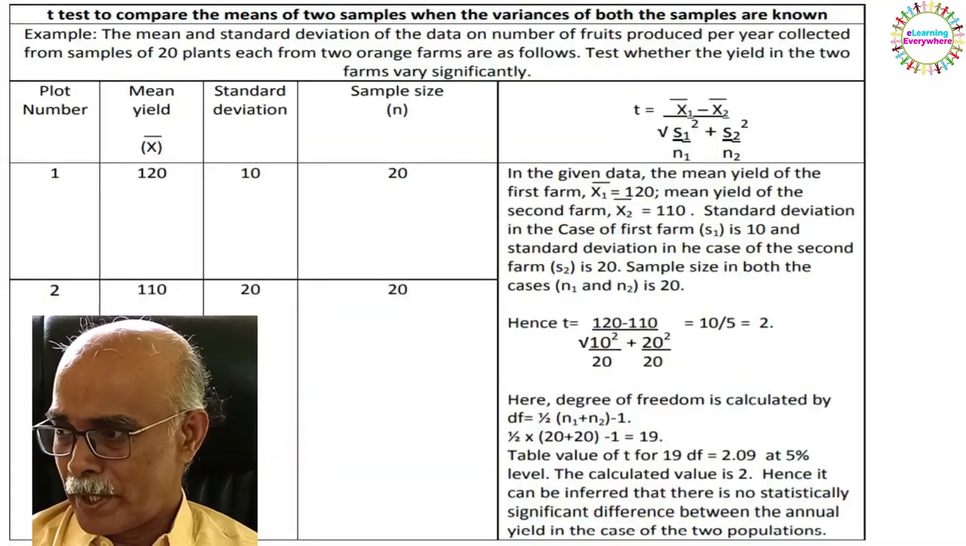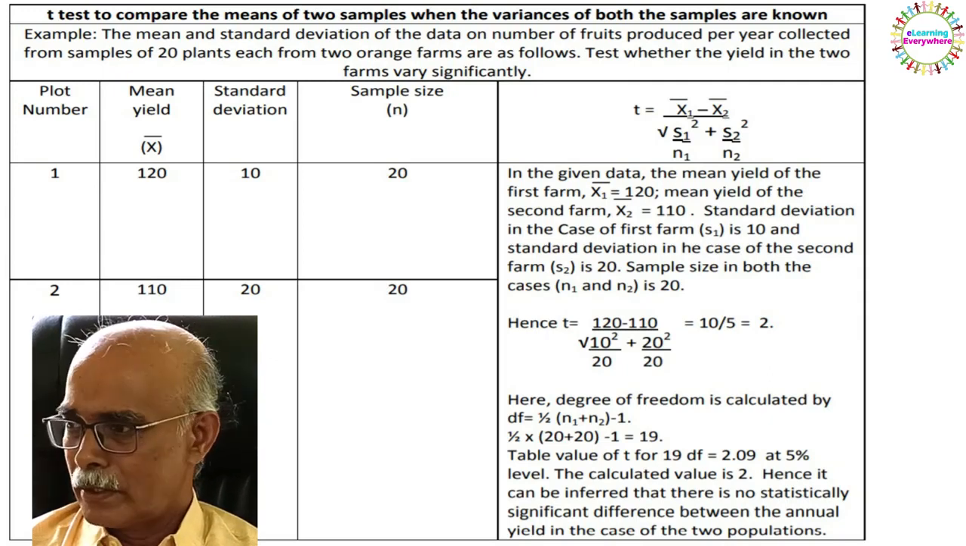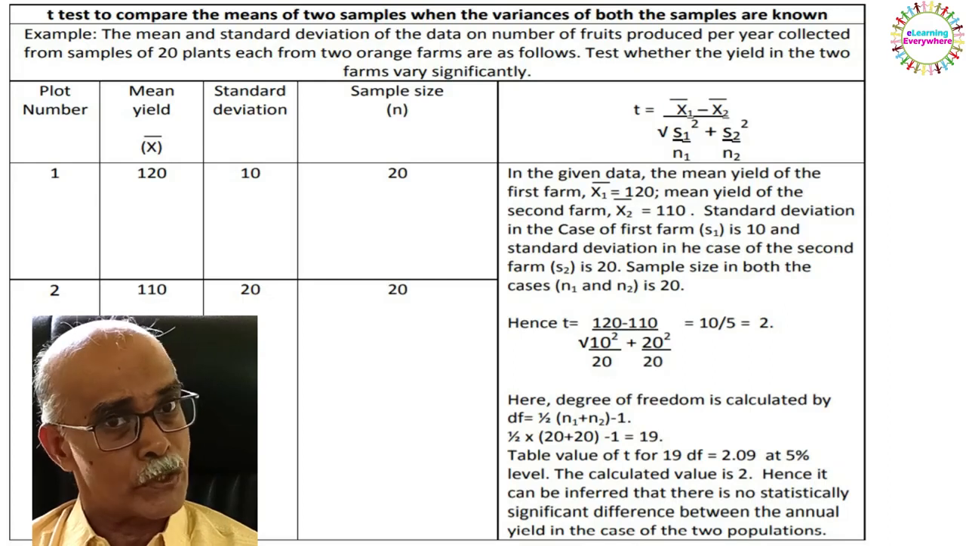And you can see one more example in which you are using the t-test under another experimental situation. Here, the t-test is used to compare the means of two samples, sample A and sample B, or plot A and plot B, when the variances of both the samples are known. You have conducted an experiment, or somebody has conducted an experiment, and you are given data on mean yield and standard deviation, and of course the number of plants in the sample also.